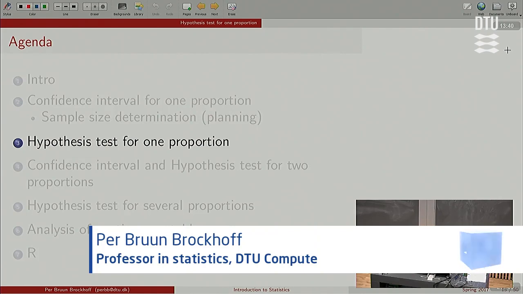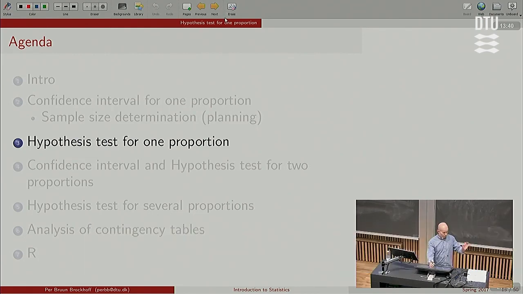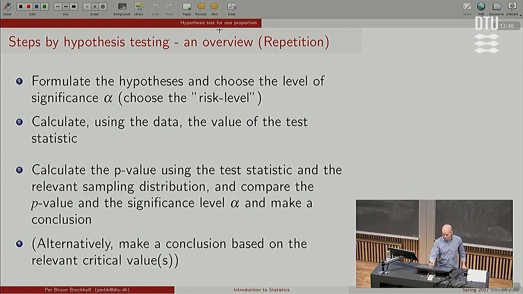One more thing before we break. Now we did a CI, and we did planning for sufficiently precise CIs. We can do confidence intervals also.